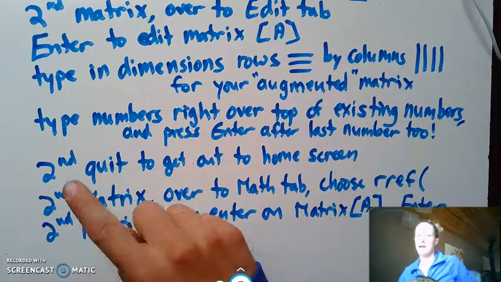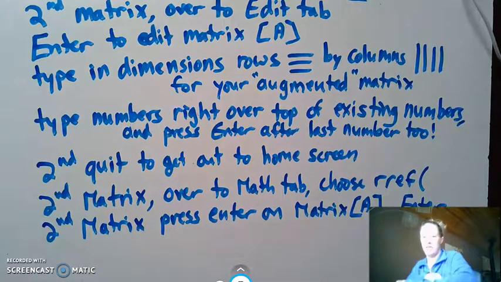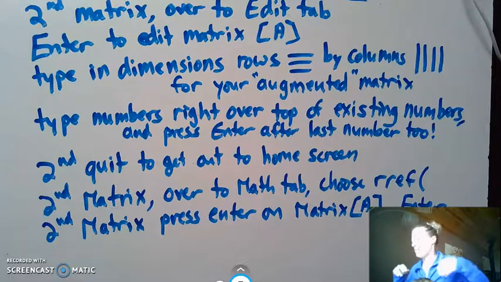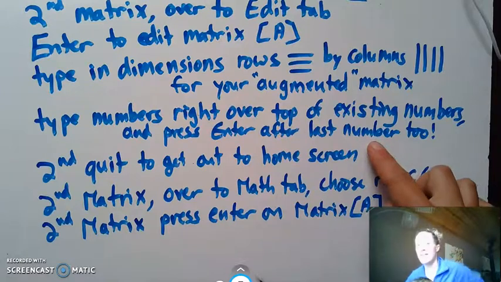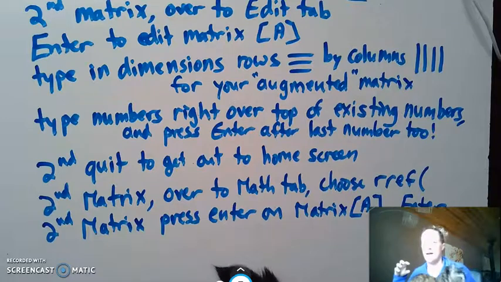You'll type the numbers right over the top, and I know that seems obvious when you do the first one, but when you do the next one, you're like, wait a minute, how do I get rid of those numbers? It's fine. You just type right over the top. And you have to press enter after the last number too, because that stores it in the calculator, so it knows what your last number was.